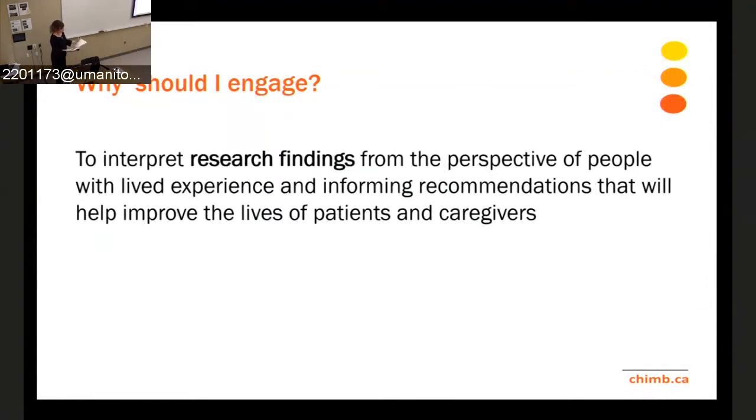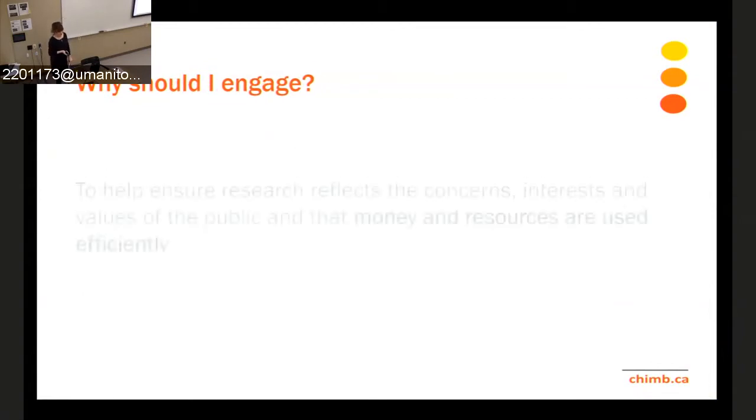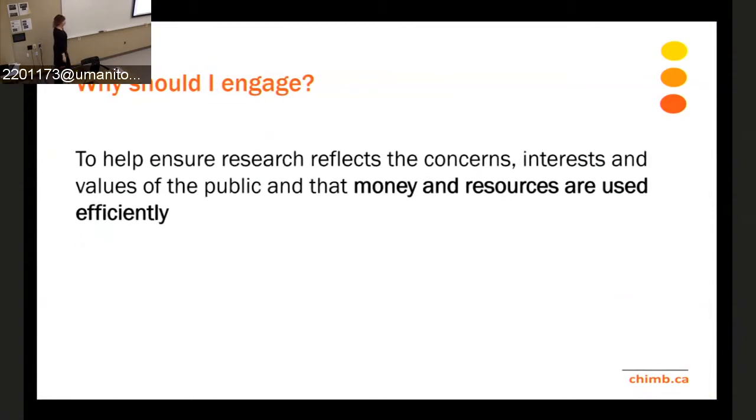Interpreting the findings, so many times we've had people help come up with themes and ways of seeing the findings. And of course, there's the transparency part of it all, making sure that research actually reflects the concerns and interests, and that money and resources are being used efficiently.